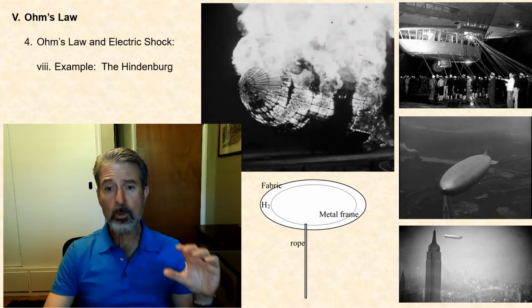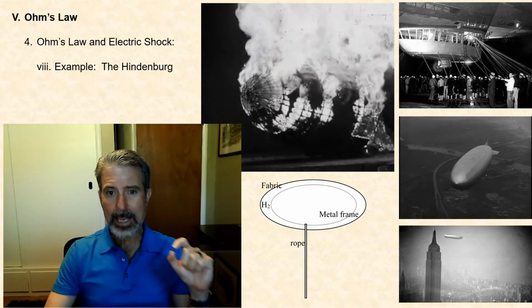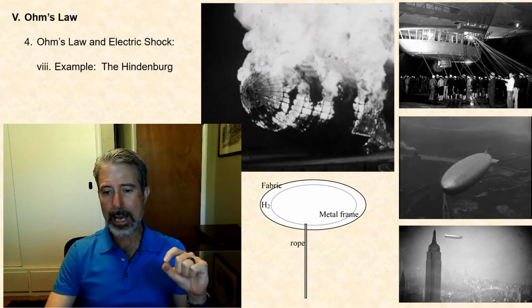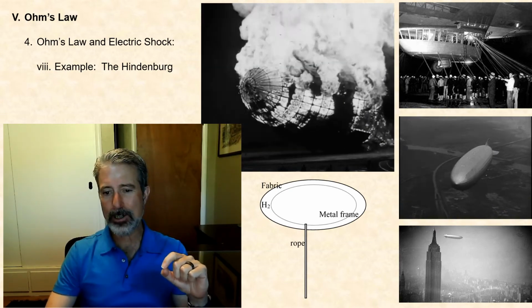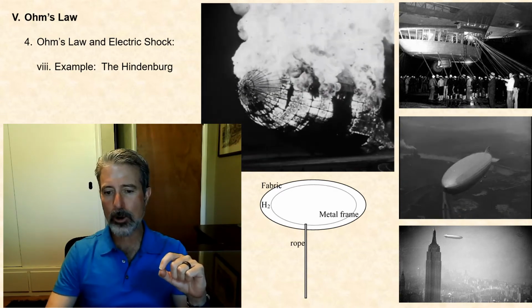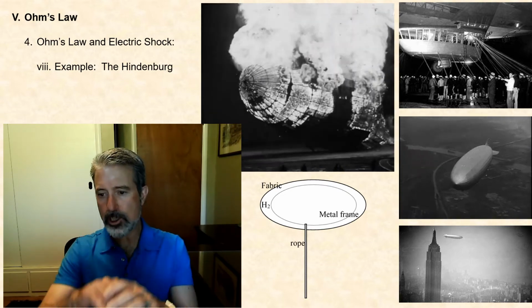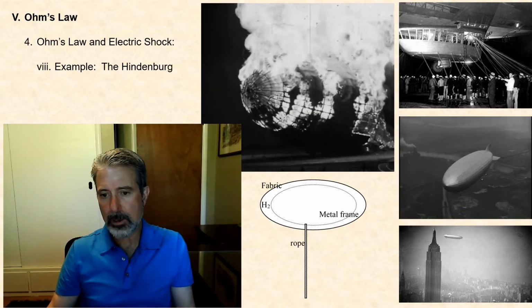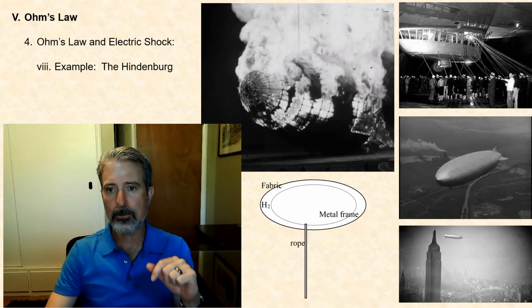Well, when the Hindenburg was preparing to land, the handling ropes were let down to the ground crew. As I've tried to illustrate in this very badly drawn design, you see that these handling ropes are attached to the metal frame, which was inside of the skin of the blimp itself.